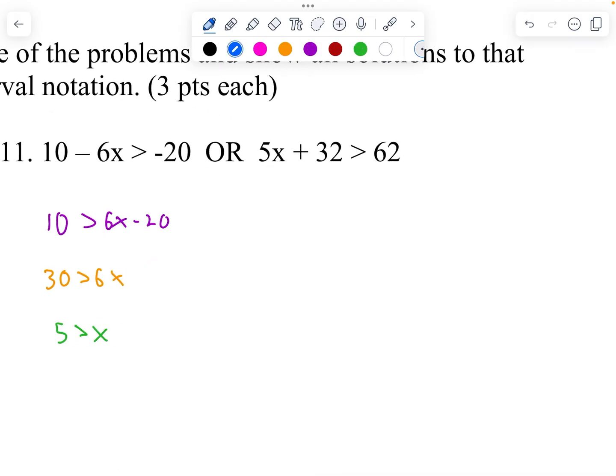Looking at the other one, subtract 32, our x is already positive, so let's keep that there. So x is greater than 30. Divide by 5, and you get x is greater than 6.